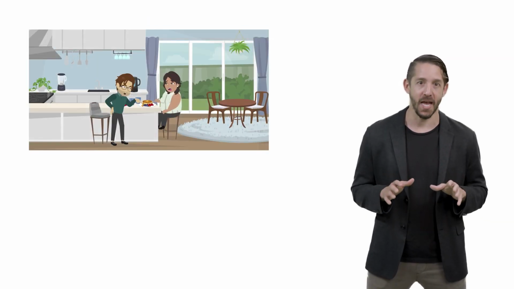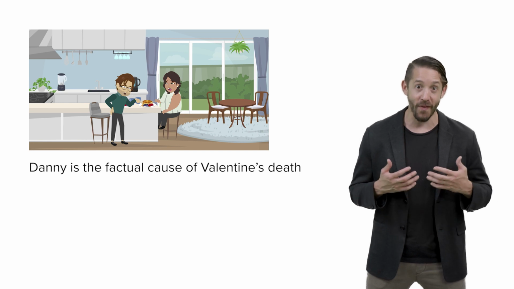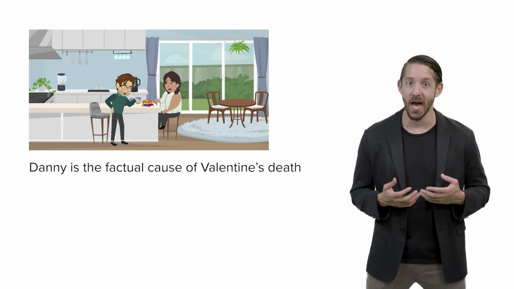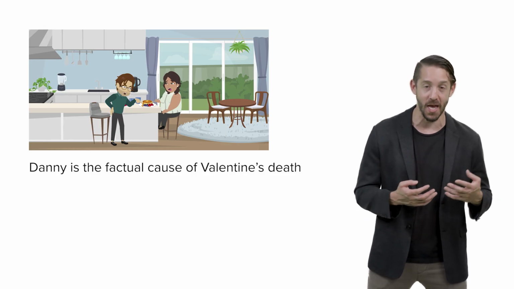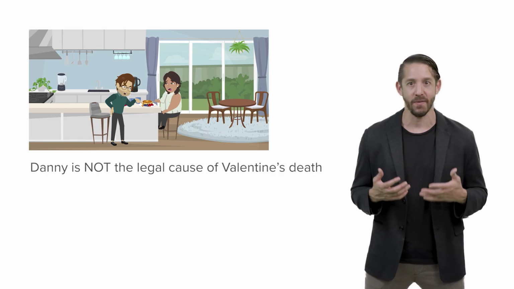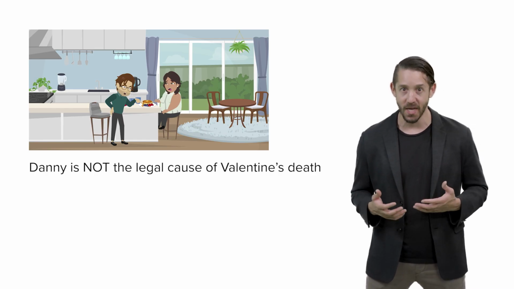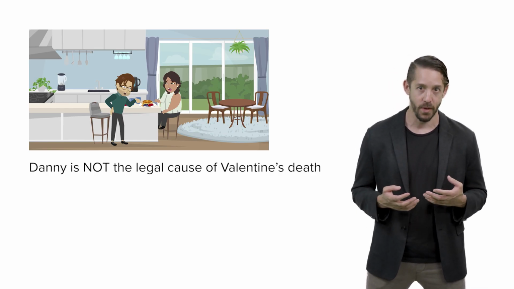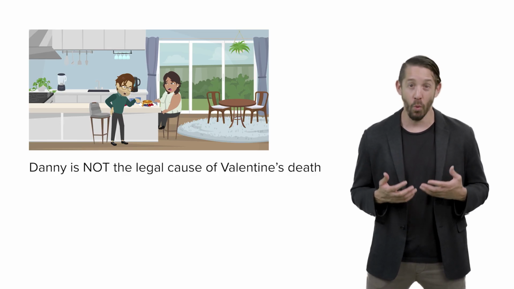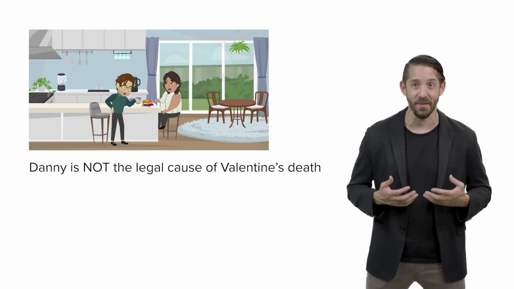Under these circumstances, Danny is surely the factual cause of Valentine's death. But for his threatening her, Valentine would have never been tempted to spend the night outside. And yet, Danny's not the legal cause of Valentine's death because Valentine chose to spend the night outside. That choice wasn't criminal, but it was a free, deliberate, and informed act sufficient to break the chain of legal causation. So far, so good?